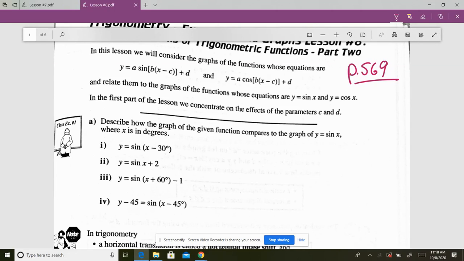So we've looked at A and B. Now we're going to look at C and D. We called these, when we did them with other functions, left, right horizontal translations or vertical translations.